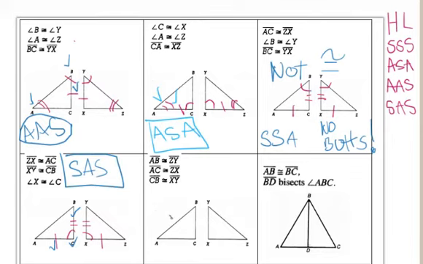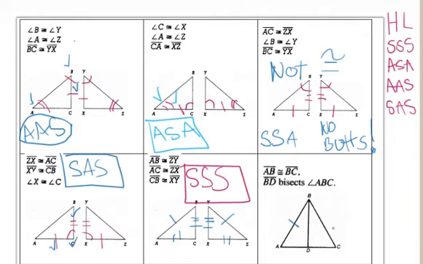Next, AB and ZY, those are congruent. AC and XZ are congruent. And then CB and YX are congruent. So this is going to be side, side, side. So this is also one of our rules. Okay, so we've done pretty much every rule here. Let's go ahead and do our last one.